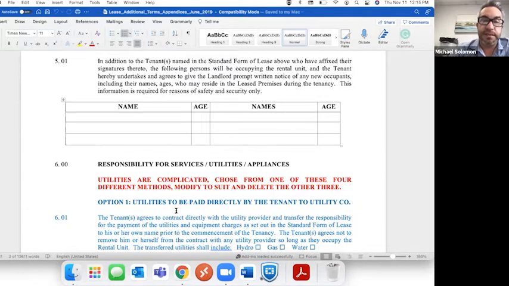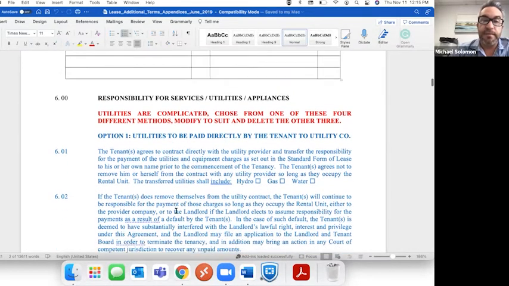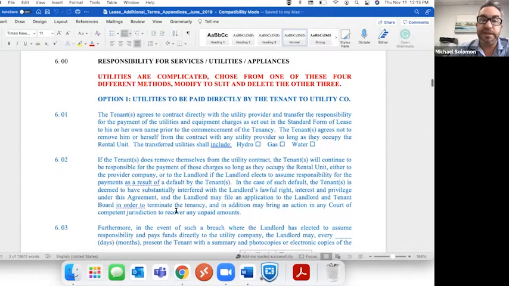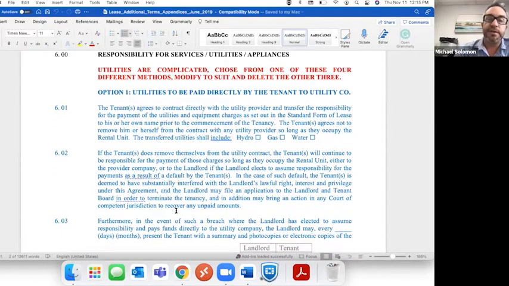In clause 6, we talk about responsibility for services, utilities, and appliances. So these are things like hydro, gas, water. What is the tenant paying for? In condominiums, typically these things are included except for hydro, right? So we talk about what should be transferred, what should not be transferred.